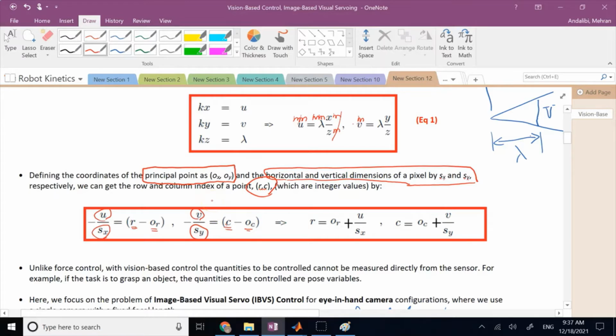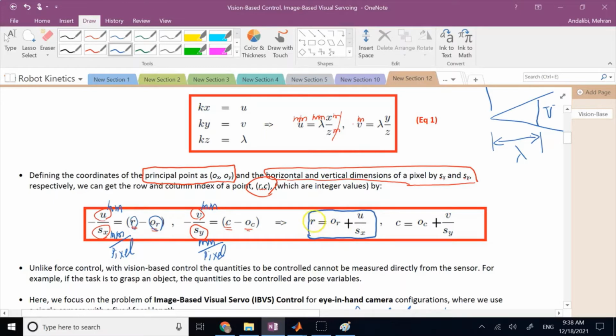Right? And now everything works fine because U and V are now in mils, and SX and SY are mils per pixel. So definitely the unit of this ratio on the left or on the right is pixels, and here this is pixel, so we are good. So if we rewrite that relation, you will get these two important things.